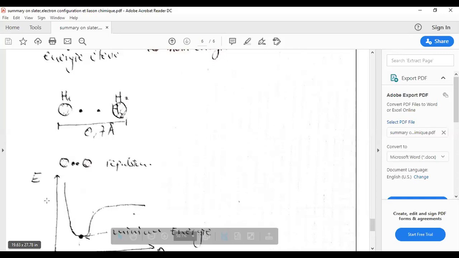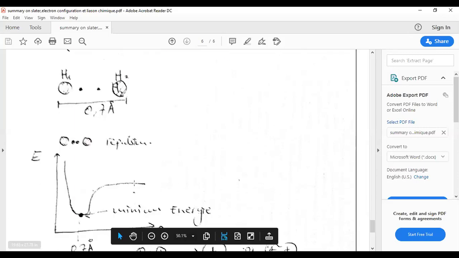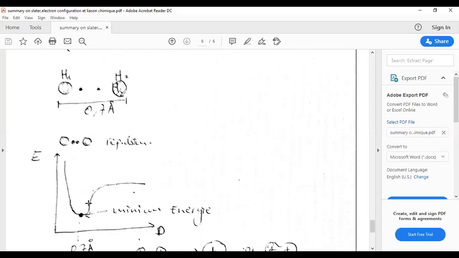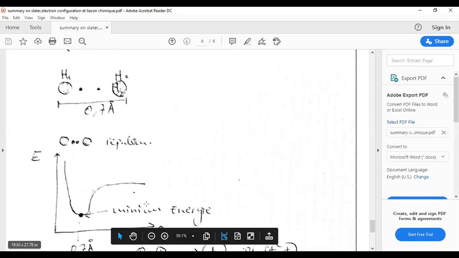This diagram actually represents energy. So this is the increase in energy. As they come closer to each other, the energy is reducing because they are going to a state of stability. So the energy is reducing, then at this point here, at the minimum energy, they form a molecule.